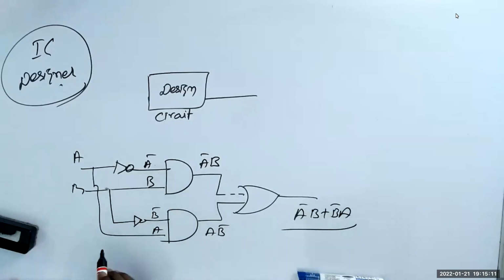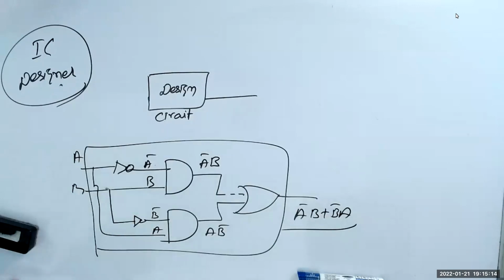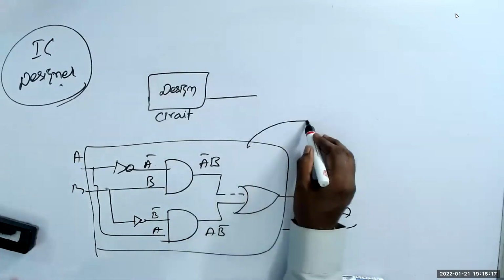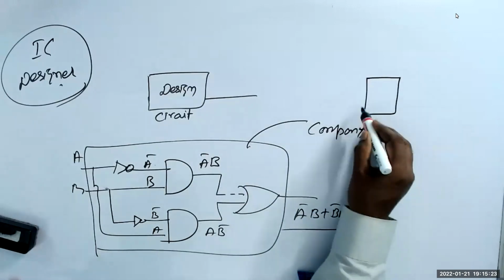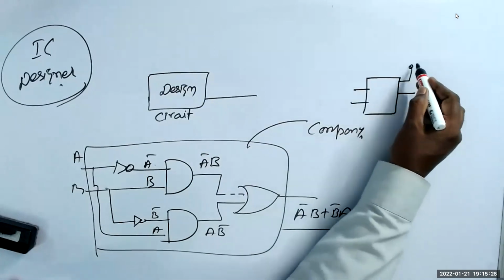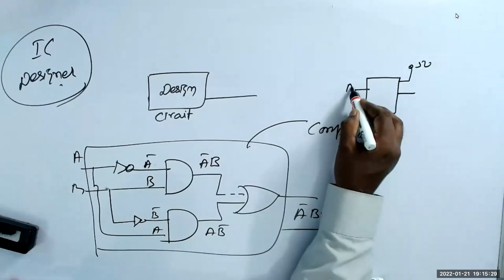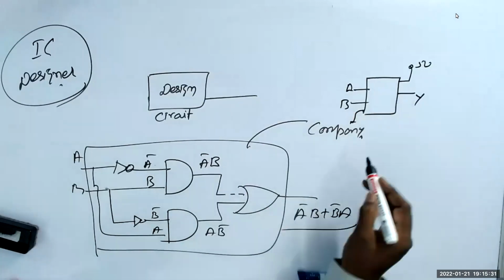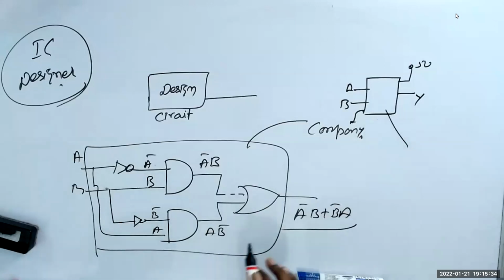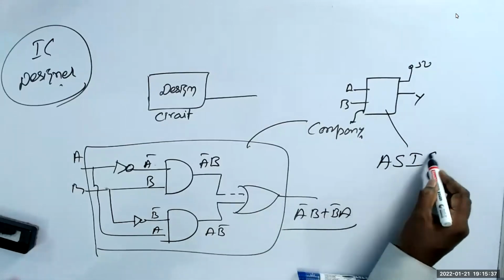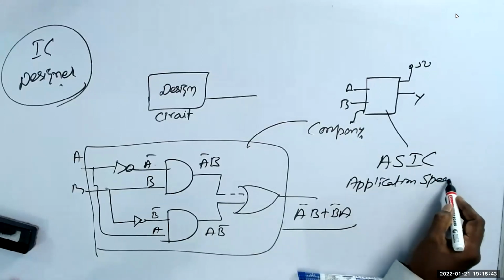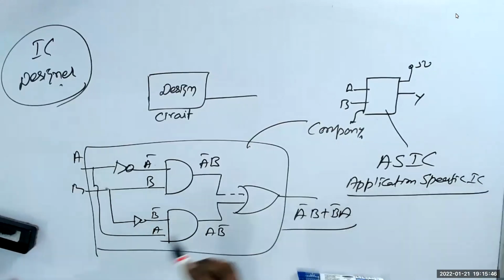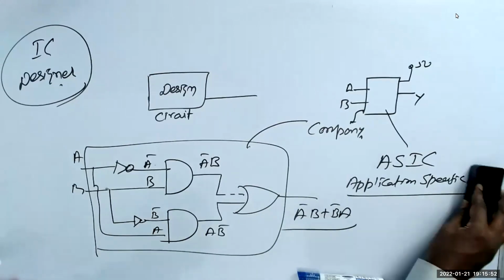Take a very simple case. This is an XOR, a simple gate. You draw the design and give it to the company. The company will make the IC and give it to you. Two inputs, one output, one for power supply, ground. And two inputs A, B and Y. You cannot change it. This IC is called ASIC, application specific IC. You cannot change the IC. The circuit is fixed inside.